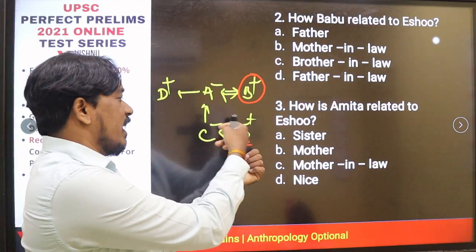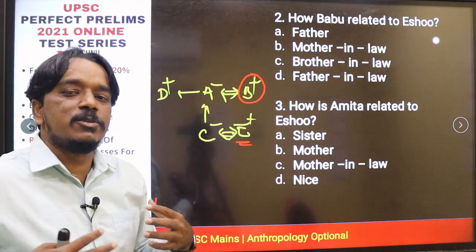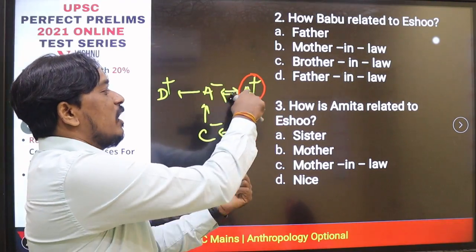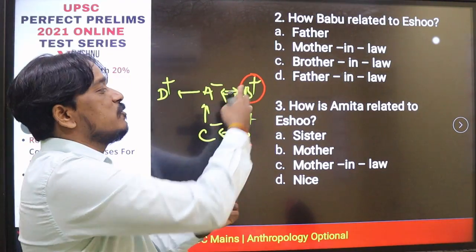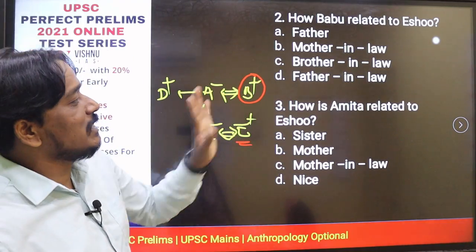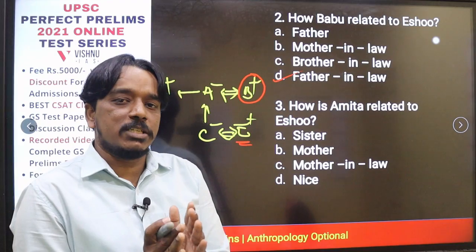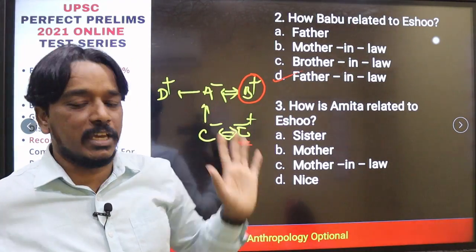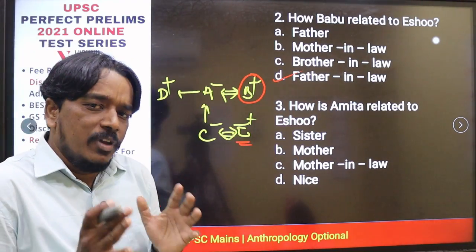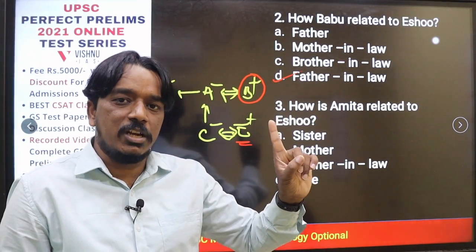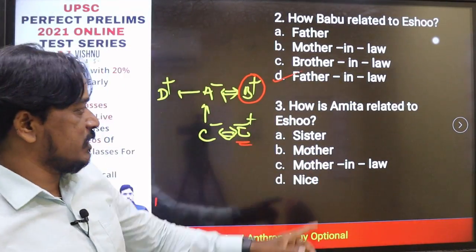It's very easy. My wife's mother is my mother-in-law, and my wife's father, C's father, is B obviously. So my wife's father is my father-in-law. So the direct answer is father-in-law. Very simple. Once the diagram is completed, you can answer any question within seconds. With minimum practice, you can answer all types of blood relation questions very simply and with 100% accuracy.